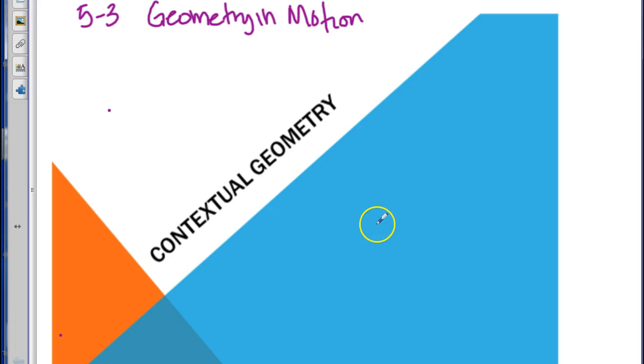We're talking about geometry in motion, so we're going to learn probably some new terms today. That'll be so fun. And so let's get going. Contextual geometry, section 3 of chapter 5. All right, so 3 terms that we're going to look at today. They are terms of motion for geometry. So we are going to move some figures around. The first one is called a translation.